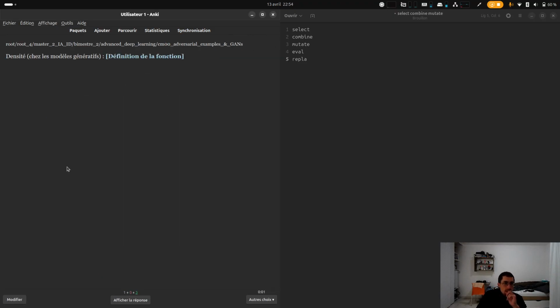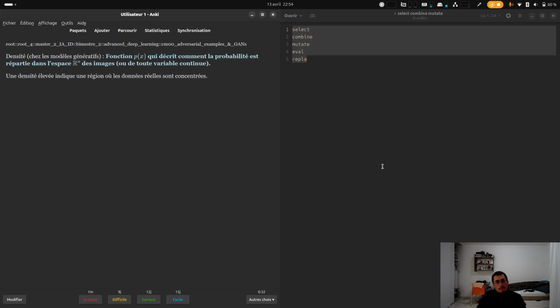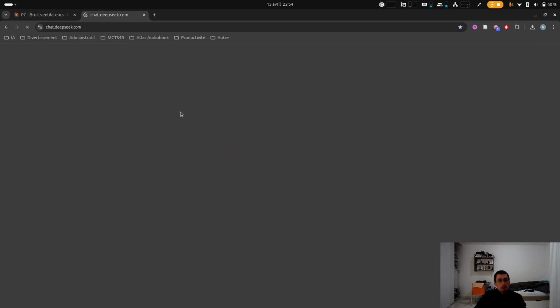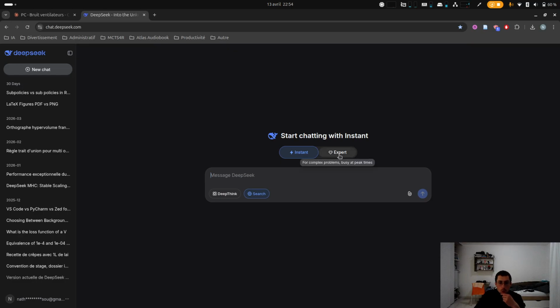Anyway, density. Oh, a density. A density is a function that characterizes how the probabilities are arranged in the solution space. Let me check if this is a viable answer.